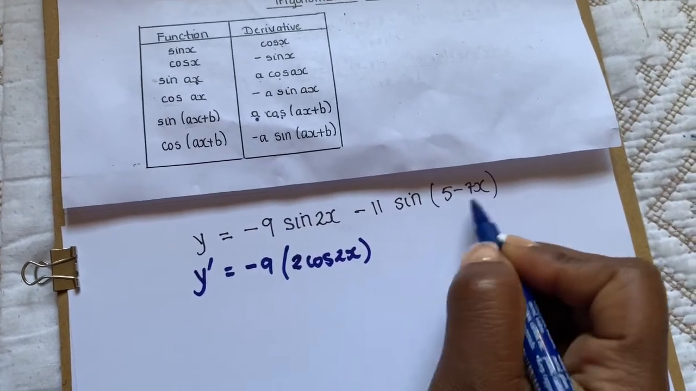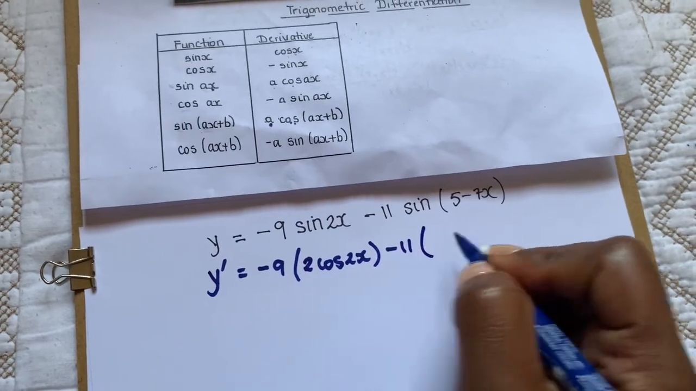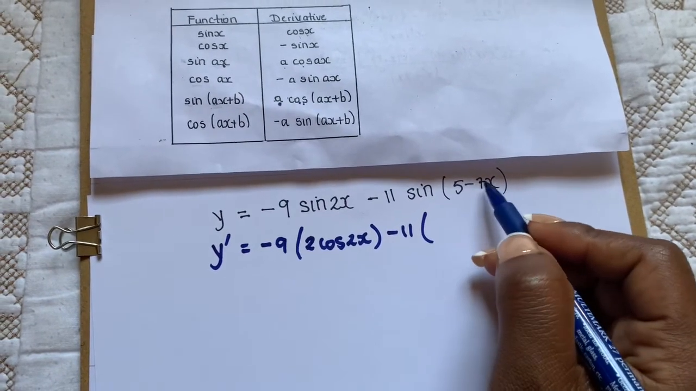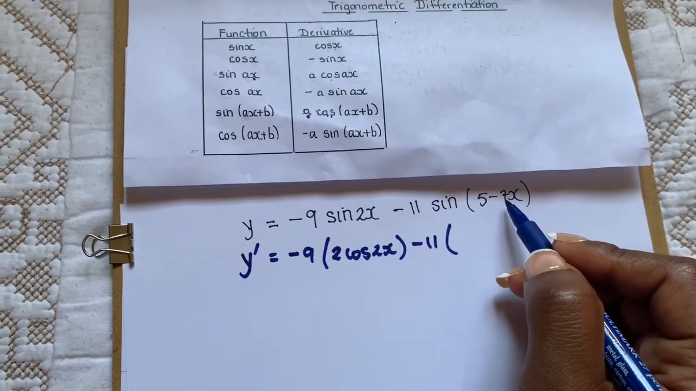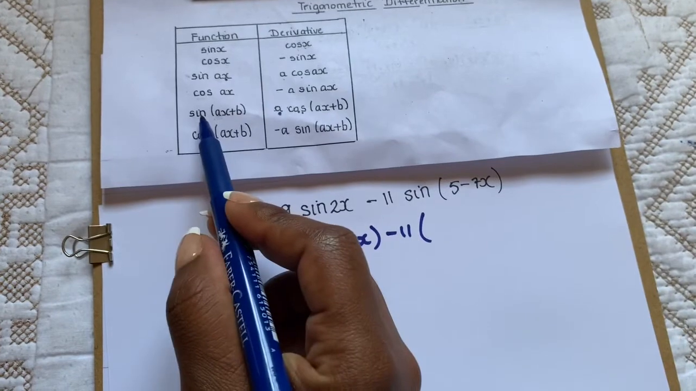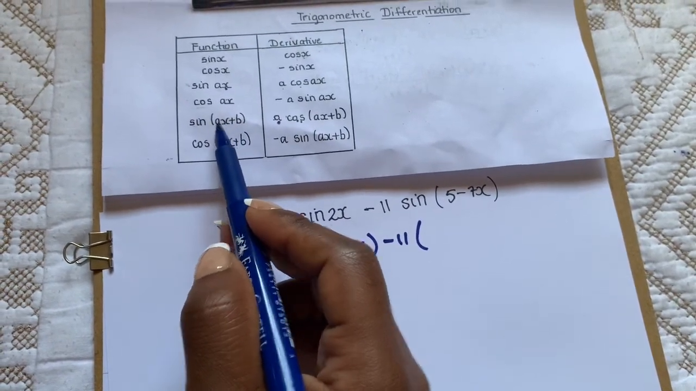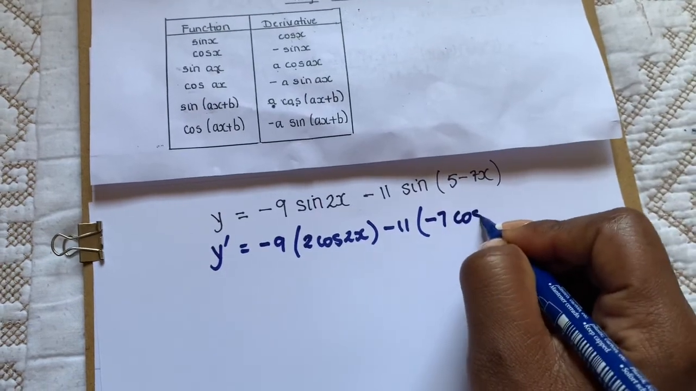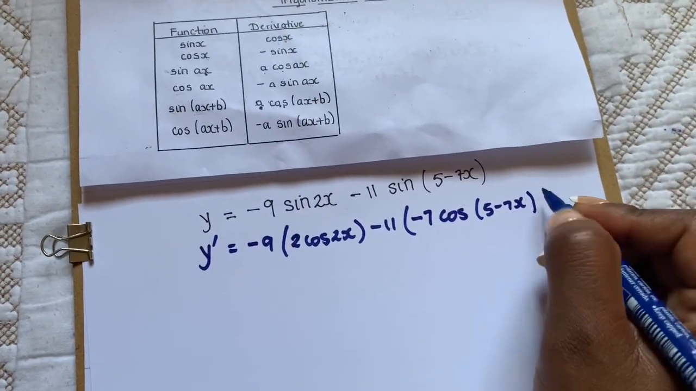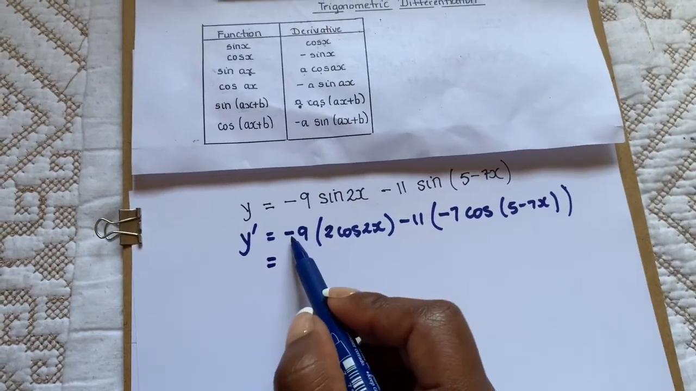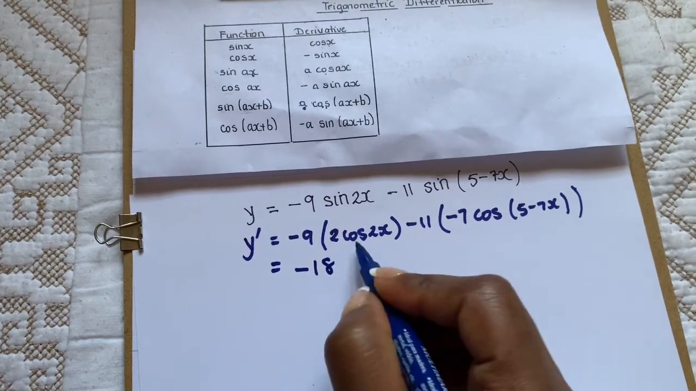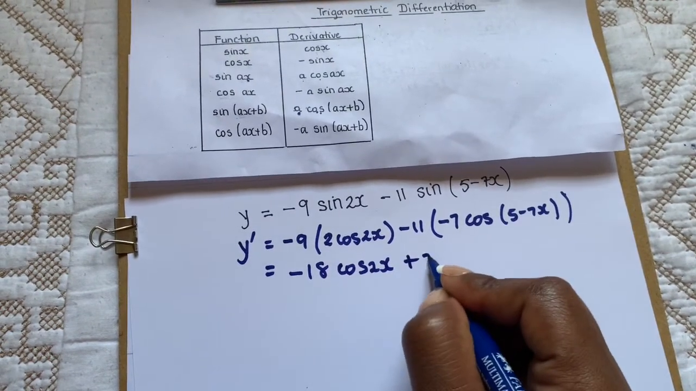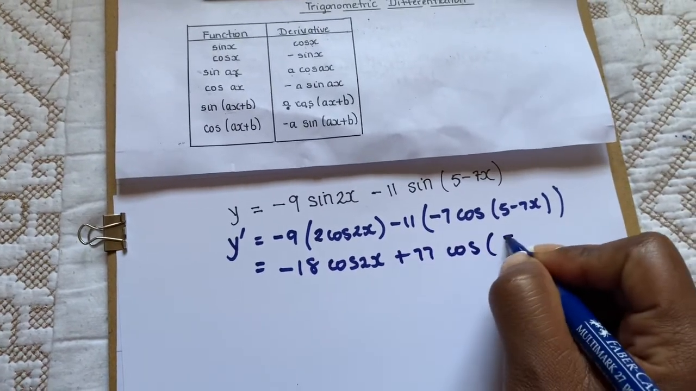Whatever we get when we differentiate here will be multiplied by our negative 11. So, here we have sine 5 minus 7x. We have to first identify our A in the function, which is negative 7, the coefficient of x, the number in front of the x. So, it's in this pattern. For sine 5 minus 7x, we'll get negative 7 cos, and you write back the bracket. So now when we simplify, negative 9 times 2 is negative 18. You write back your cos 2x. Negative 11 times negative 7 is positive 77, and you write back your cos 5 minus 7x.